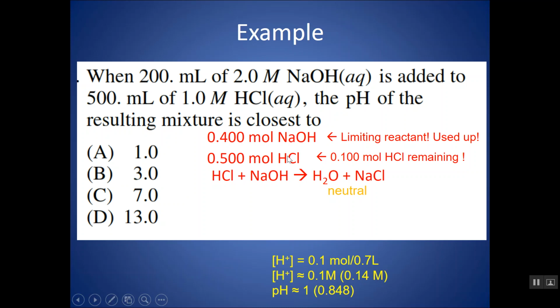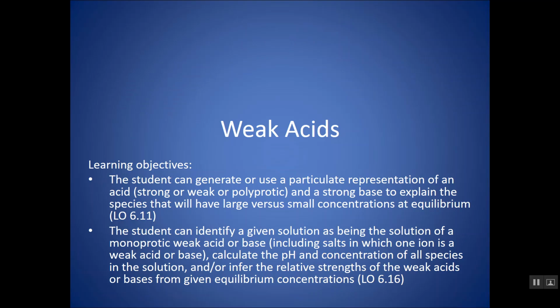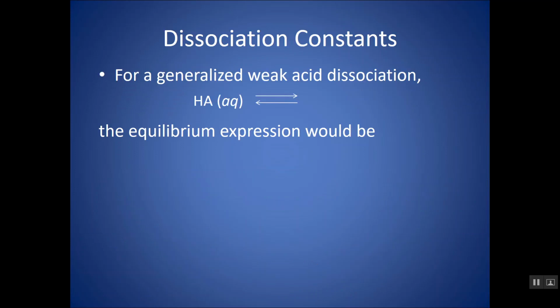Now the question becomes, well, how would a weak acid be different? A weak acid, remember, does not 100% ionize. Typically only a fraction of it is going to ionize. Most of it's going to be left in its molecule form. So we're going to always indicate these ionizations with a double arrow to indicate this is an equilibrium condition.